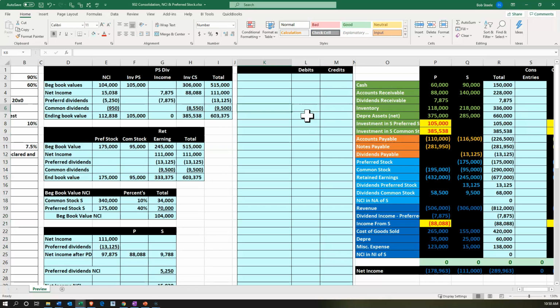Now, let's do our elimination entries. Let's go through our elimination entries process. So basically, of course, we have this item we're going to have to eliminate. We're going to have this item we're going to have to eliminate in our elimination process. Those two are going to need to go to 0. Let's get back to those in the future, however.